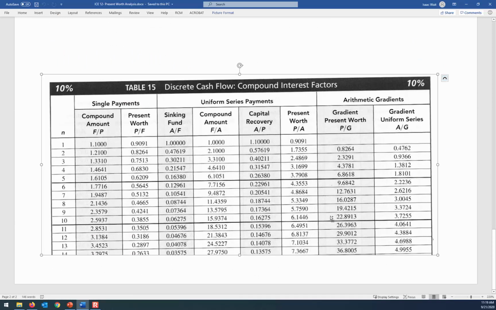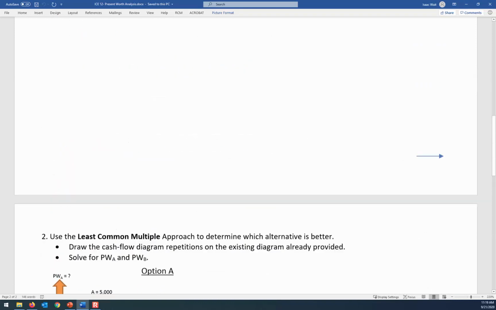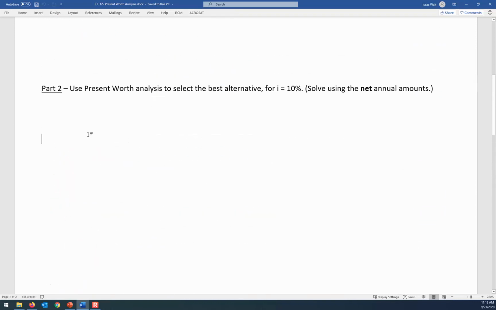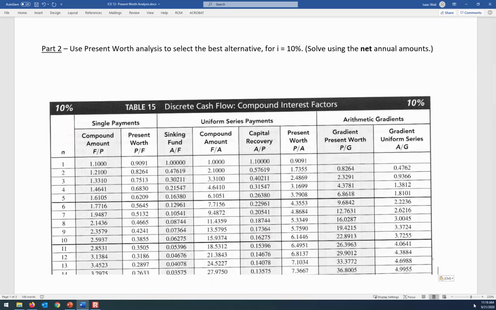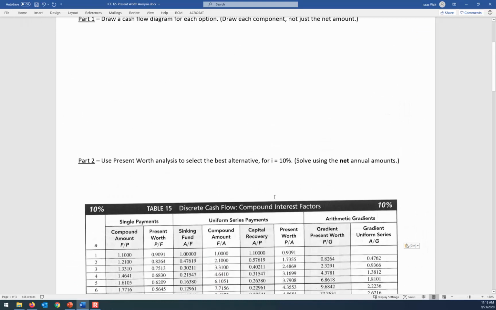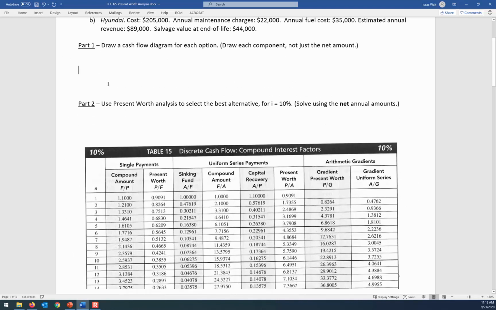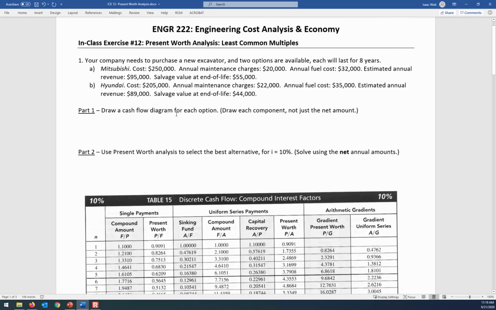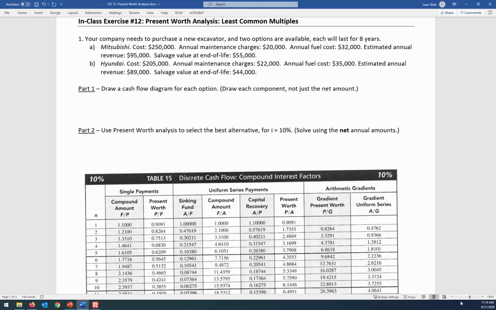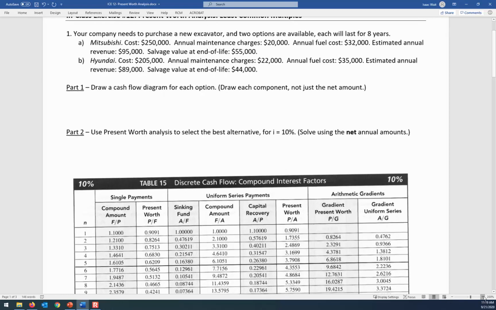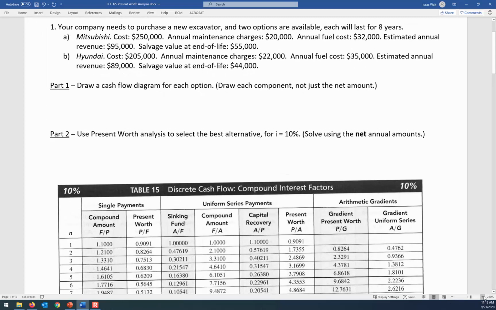Let me copy it and bring it up onto the other screen as well in case you're just working from the screen and don't have it printed out. All right, so let me pause for a moment and give you some time to, number one, sketch the cash flow diagram, and then number two, take the present worth amounts, take the amounts that are in the future to the present.